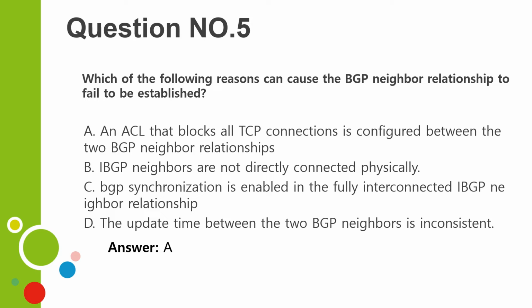Question number 5. Which of the following reasons can cause the BGP neighbor relationship to fail to be established? A. An ACL that blocks all TCP connections is configured between the 2 BGP neighbor relationships. B. IBGP neighbors are not directly connected physically. C. BGP synchronization is enabled in the fully interconnected IBGP neighbor relationship. D. The update time between the two BGP neighbors is inconsistent. Answer A.